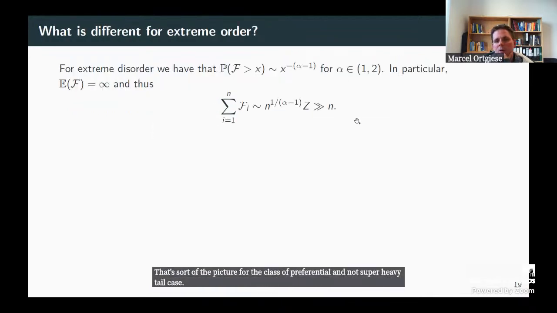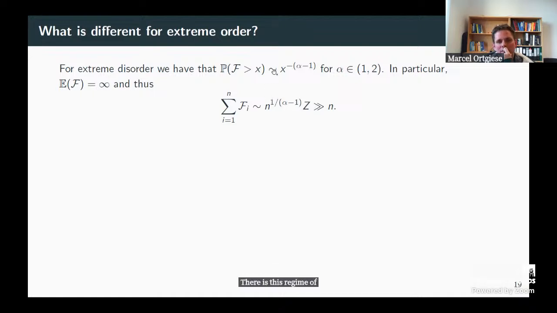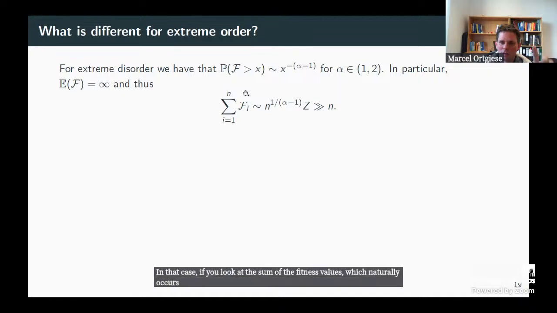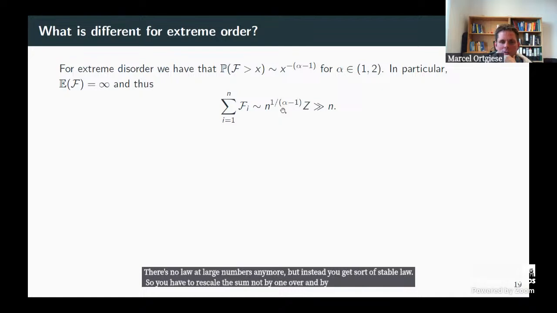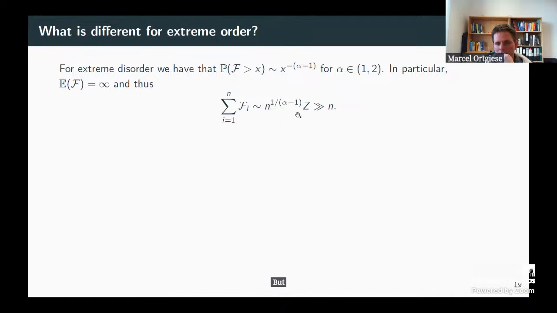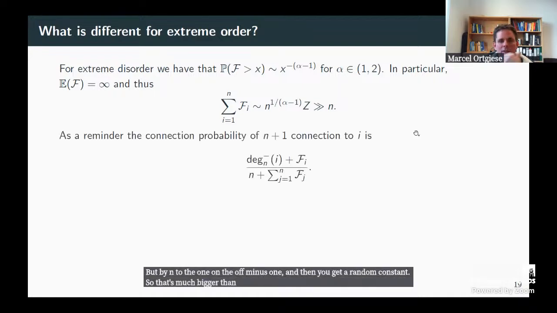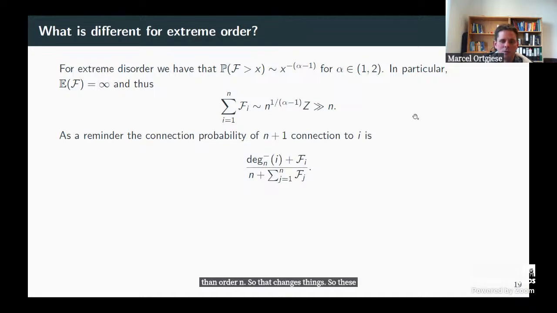There is this regime of when the fitness doesn't have any first moment, so the expectation is not finite. In that case, if you look at the sum of the fitness values, which naturally occurs when you try and normalize your probabilities, there's no law of large numbers anymore, but instead you get a stable law. So you have to rescale the sum, not by 1 over n, but by n to the 1 over alpha minus 1, and then you get a random constant. So that's much bigger than order n. So that changes things. So these connection probabilities look different now.